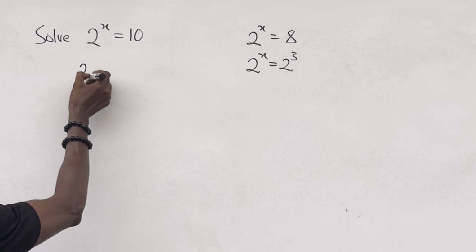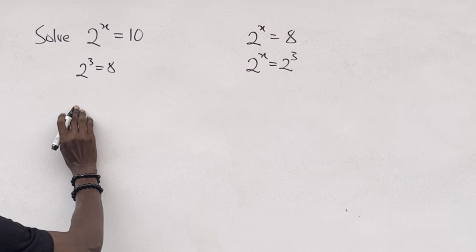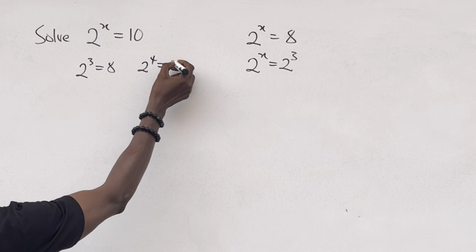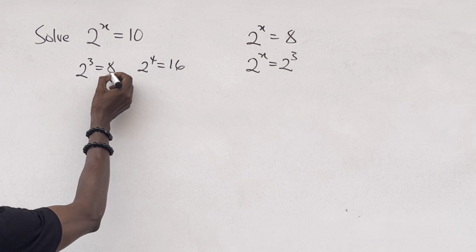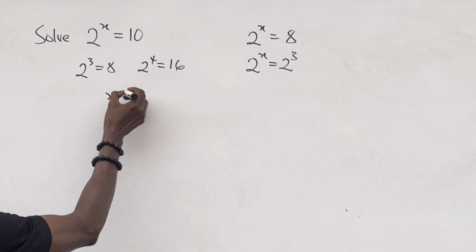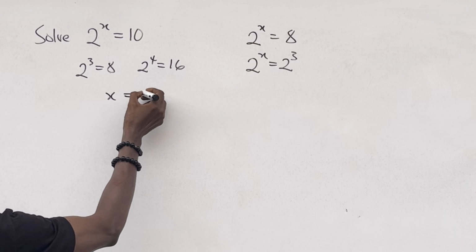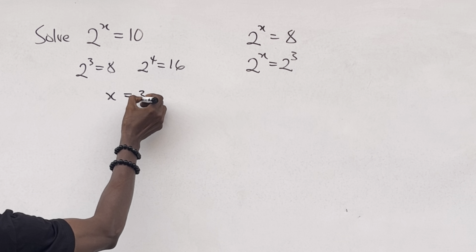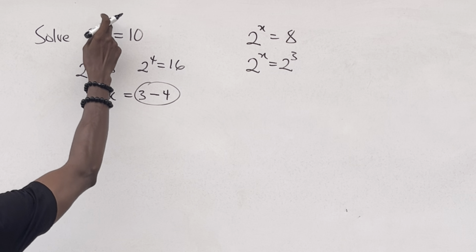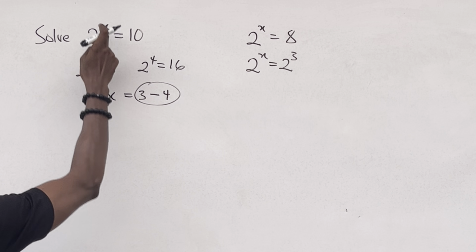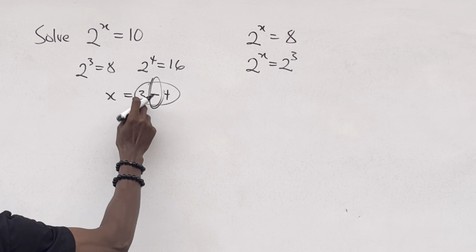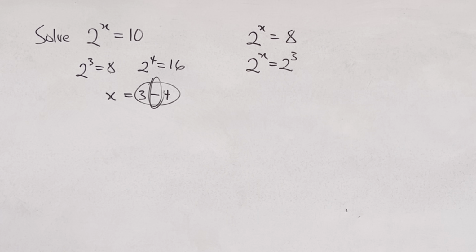Now, if you watch, 2 raised to the power 3 is 8, and 2 raised to the power 4 is 16. So 8 is smaller than 10, and 16 is bigger than 10. So our value of x is between 3 and 4. It's between 3 and 4 because if x is 3, we'll get 8. If x is 4, we'll get 16. So it's between 3 and 4, our value of x, but we don't know exactly.